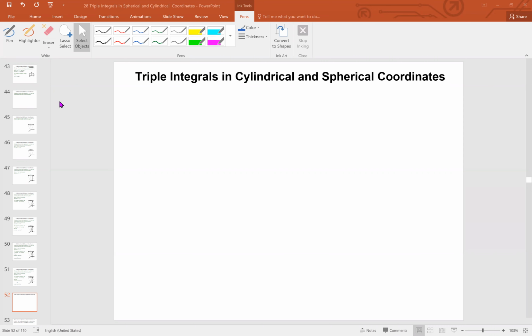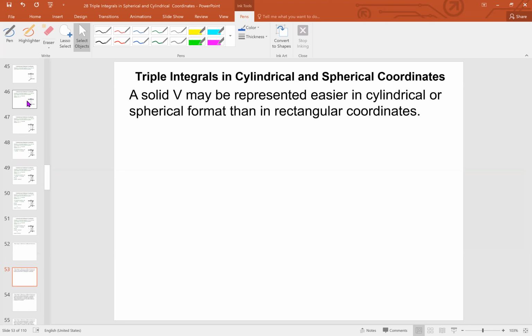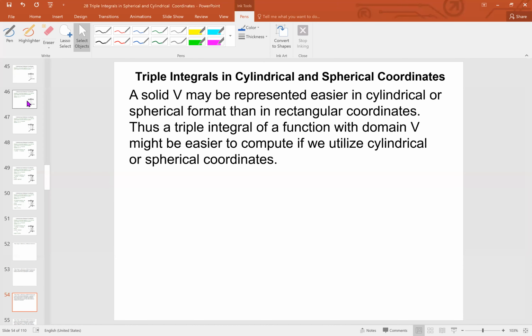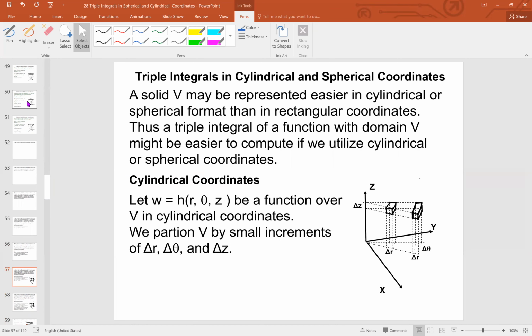So I'm going to pick up where we do triple integrals over solids that can be described more easily using cylindrical or spherical coordinates. And how do we convert integrals from x, y, z into these, and then set up iterated integrals in r, theta, z or rho, theta, phi in the two systems. Basically, it goes like this.